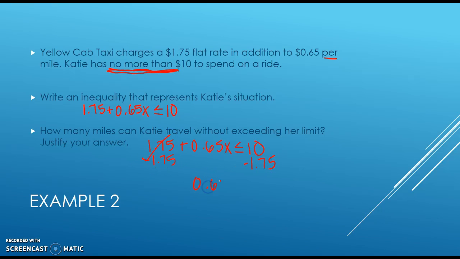So I've got 0.65x is less than or equal to 8.25, and then just divide by 0.65. Alright, so if we round to the hundredths, we've got 12.69 miles. Alright, and we don't really want to round up because that might put her over the $10 limit. So if anything, you'd round down, but this one rounds nicely. So we have 12.69 miles.